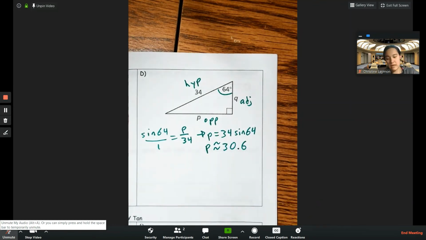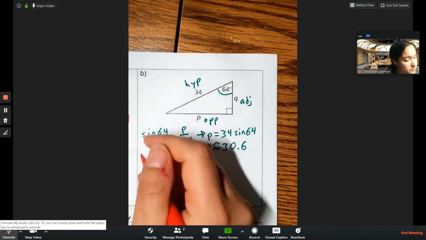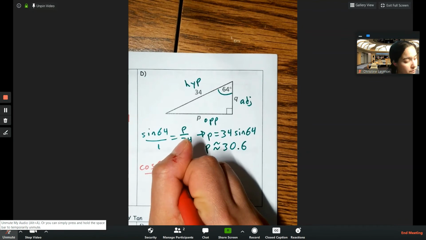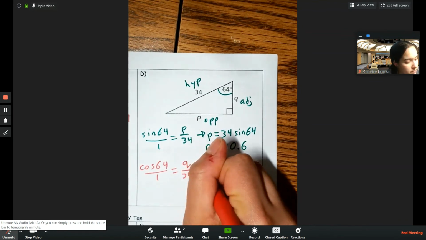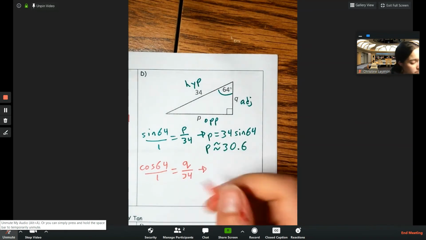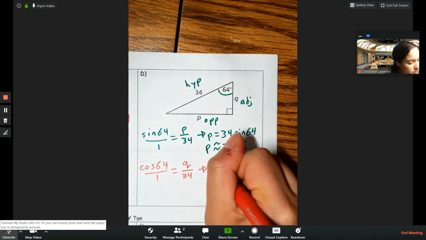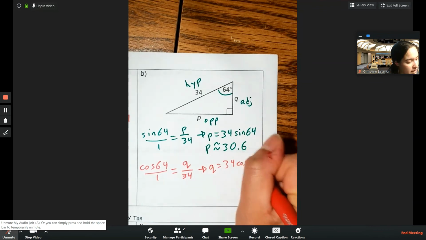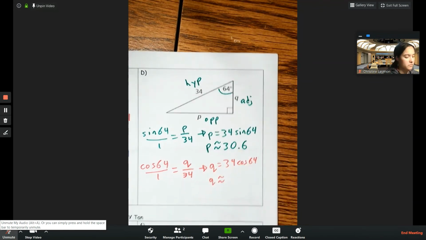Now we're going to go ahead and go after Q. Q is the adjacent over the hypotenuse. That means we're using cosine. So cosine of 64 over 1 equals Q over 34. Go ahead and cross multiply. Q times 1 is Q. Going this direction, we have 34 times the cosine of 64. And we type that into a calculator. Let's go ahead and see what we get.